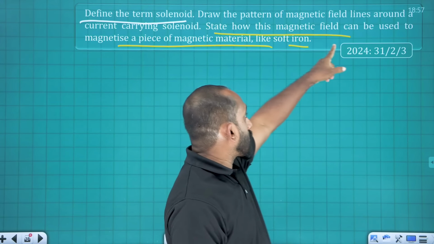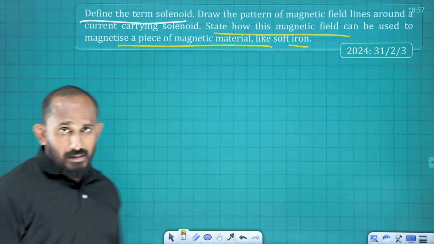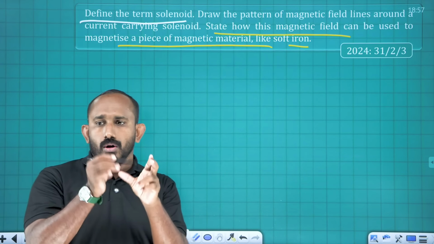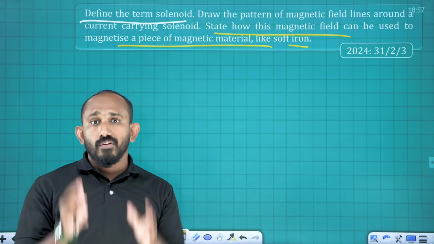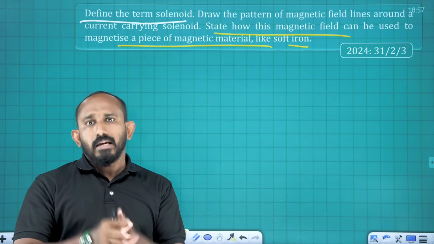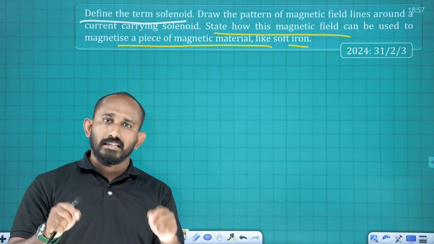State how this magnetic field can be used to magnetize a piece of magnetic material like soft iron. If you keep the soft iron inside the core of the solenoid, there is a uniform and strong magnetic field. So if you keep it inside, the magnetic field lines pass through the material and it gets magnetized.